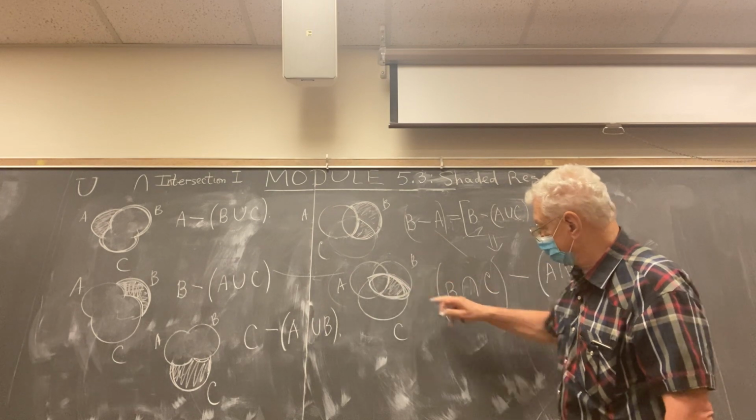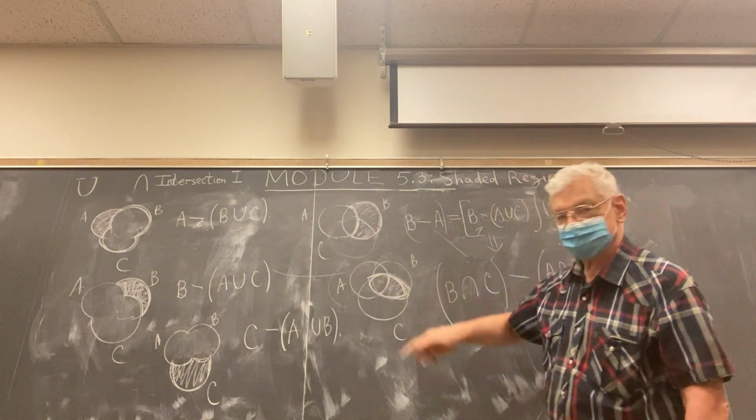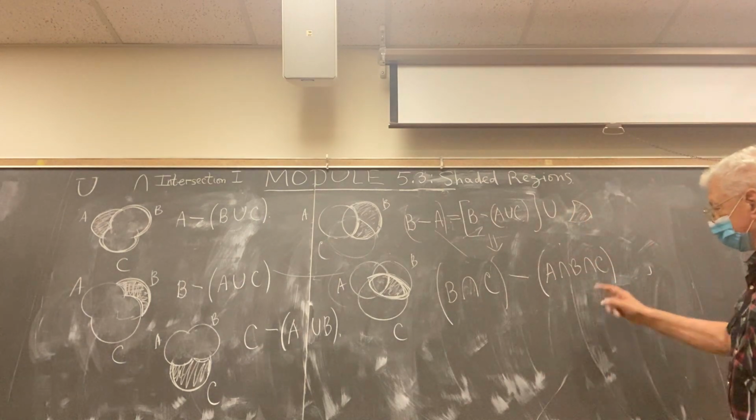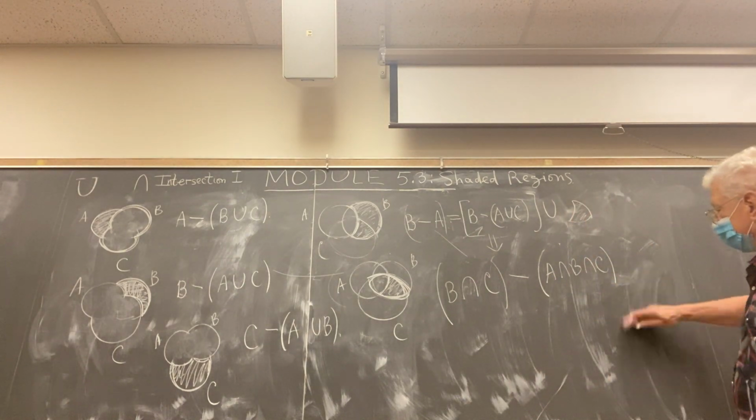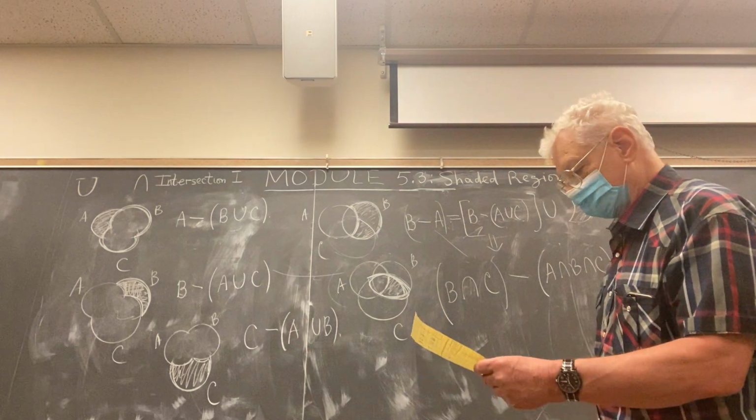So if you write B intersection C, it will be that part and something else. But this something else is simple. It's the triple intersection. So subtract it. Okay, all the parts are done in the same way.